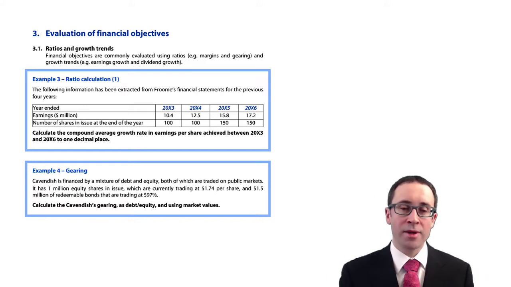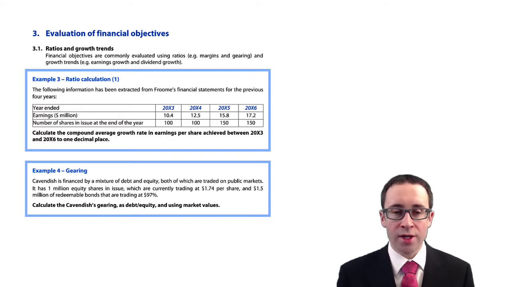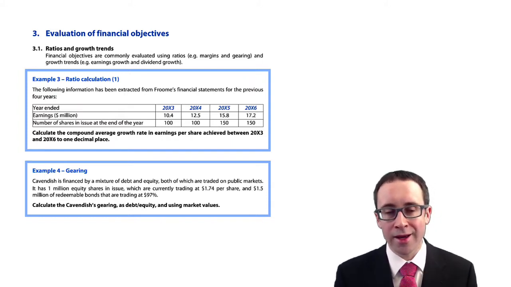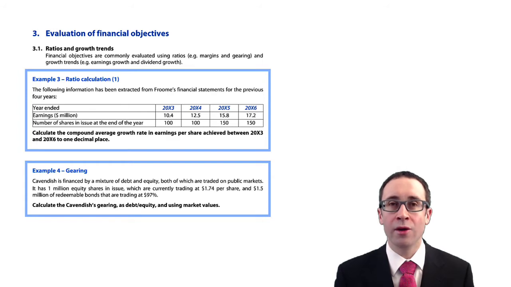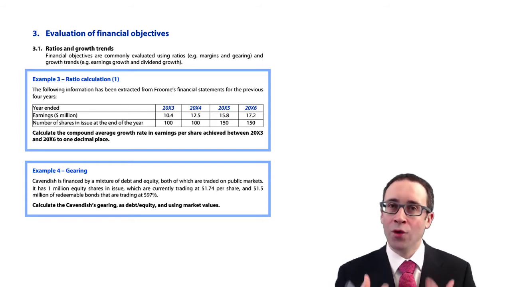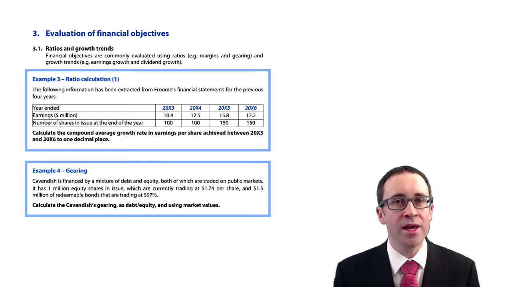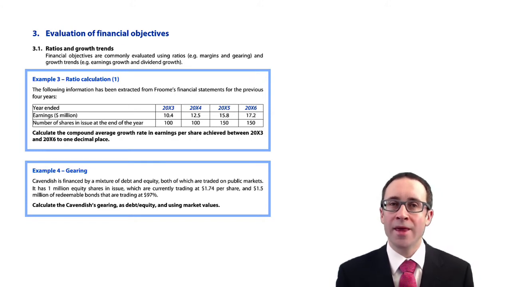Okay, so let's pick things up within the notes by looking at your ratios and growth trends. Clearly, we're going to look at ratios to start off with. It mentions margins and gearing. I think the second example looks at gearing, because if a company is looking to take out more debt, we want to ensure that it doesn't breach any potential covenants we already have with regards to the level of gearing already in place within the entity.